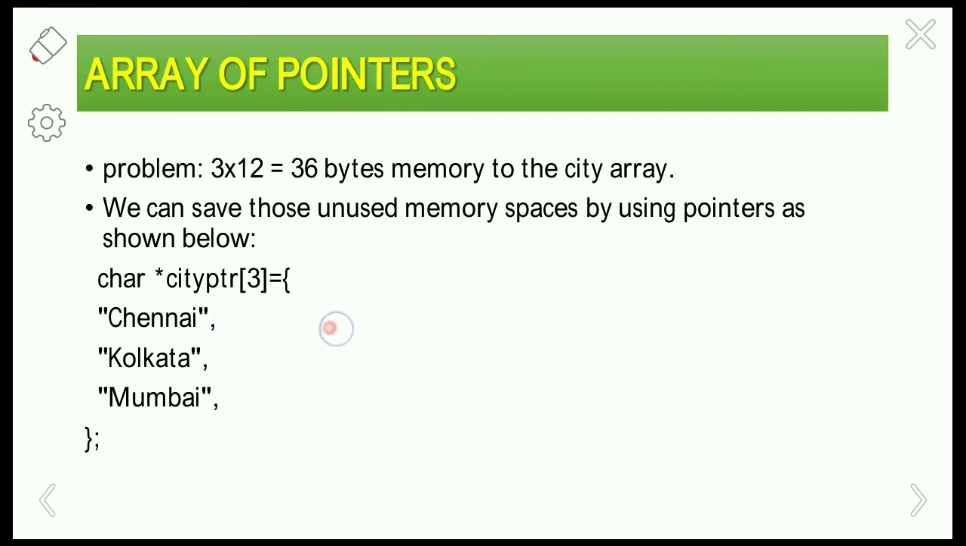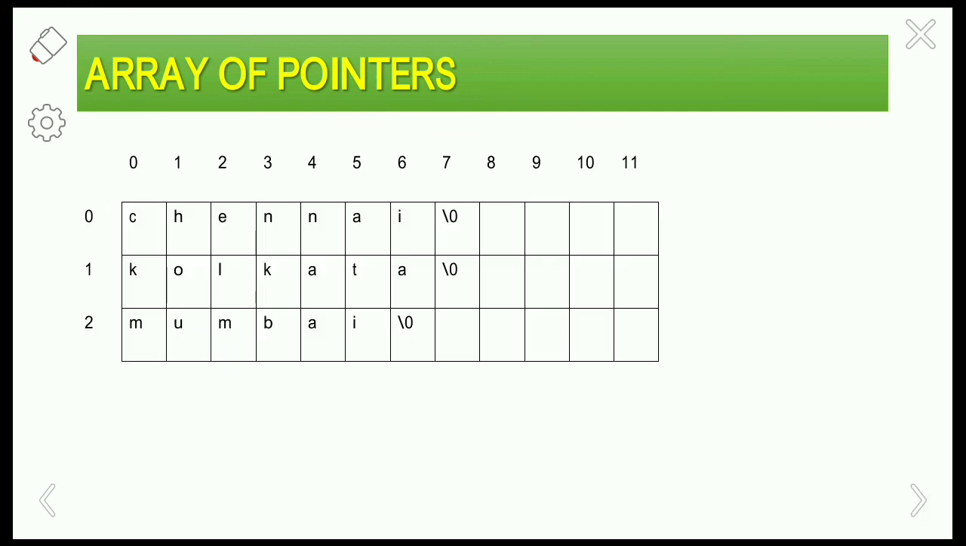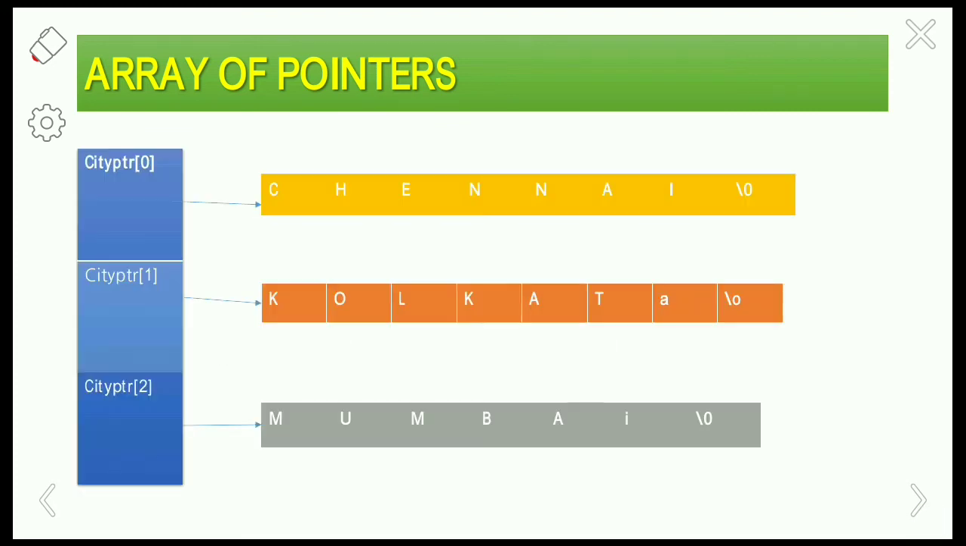So char star city[3] equals Chennai, Kolkata and Mumbai. We are going to insert these strings using the array of pointers. This is how we can store them: city[0], 1, 2, so we are inserting the 3 rows. Here the value at city[0] equals Chennai, followed by the null character.